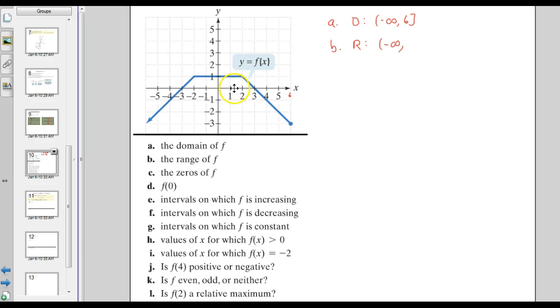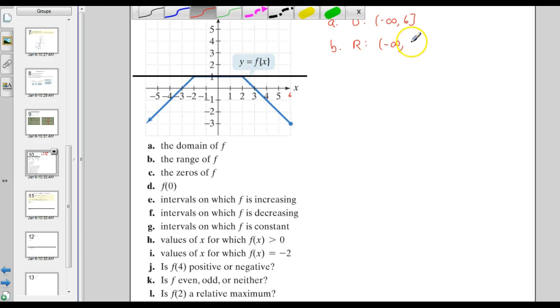But there is a highest y-coordinate. If we start raising this horizontal bar up from the bottom towards the top, once we get past 1, we stop hitting the graph in any direction. So 1 is the highest y-coordinate. So we write 1, and 1 is included, so we use a bracket.